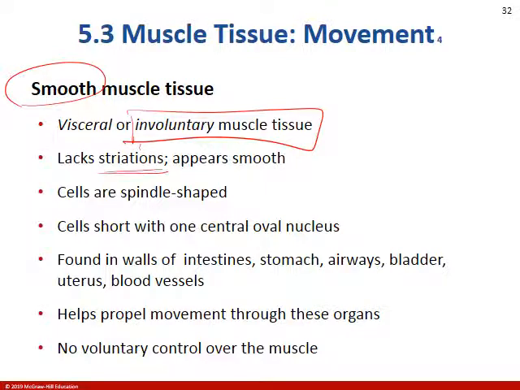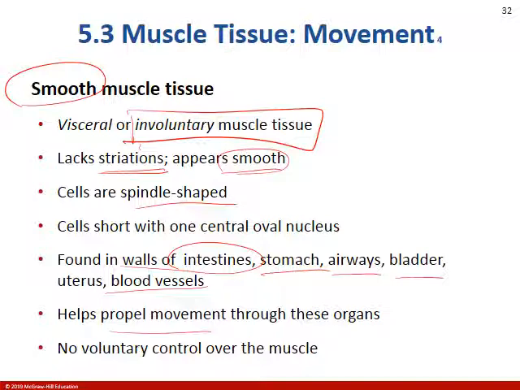They lack striations and appear smooth. That's why it's called smooth muscle. They're more of a spindle-shaped cell, and they're found in the wall of the intestines, the stomach, airways, bladders, blood vessels. You can see that any hollow structure or tube is going to have smooth muscle. And it's going to help propel movement of some substance through these organs.